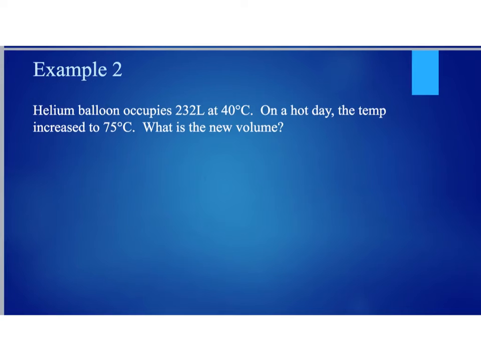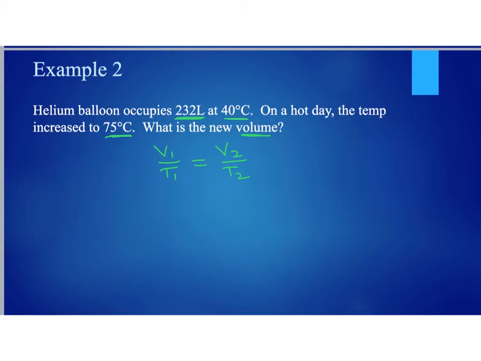Example 2 says a helium balloon occupies 232 liters at 40 degrees Celsius. On a hot day, the temperature increases to 75 degrees Celsius. What is the new volume? So the first thing I notice is I have a volume and a temperature, and I have another temperature, and I'm looking for a volume. So because I'm looking for temperatures and volumes only, I know that I'm going to have to use Charles's law, which is V1 over T1 equals V2 over T2.